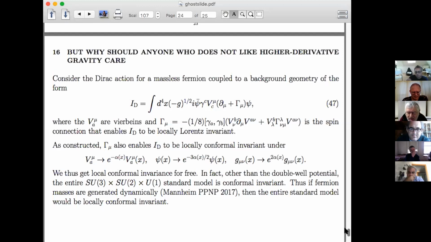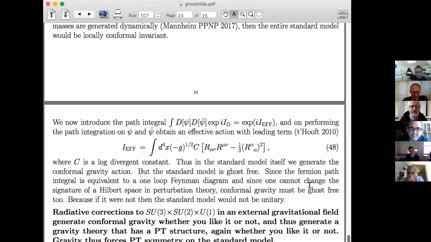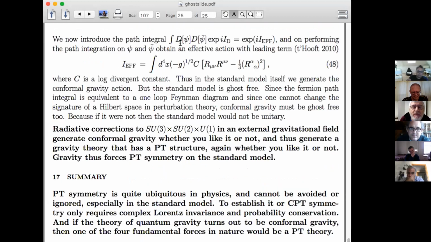And what does that buy us? And this, I believe, is the last page. Yes. So I now do the path integral on the fermions of this action that I just showed you a moment ago.